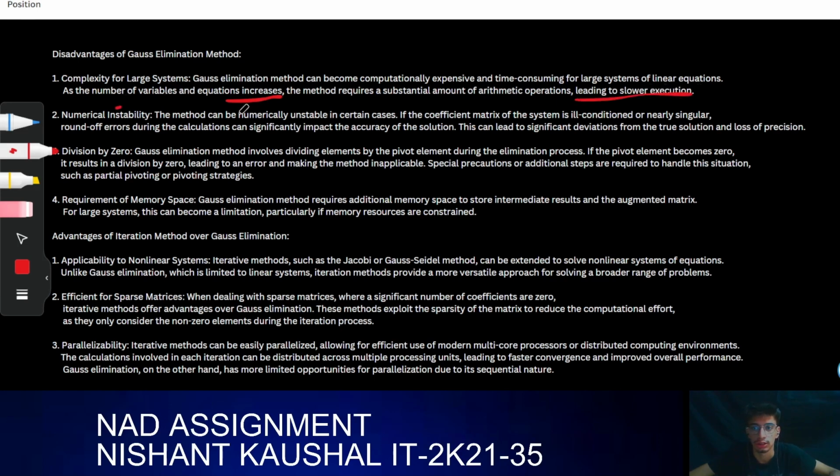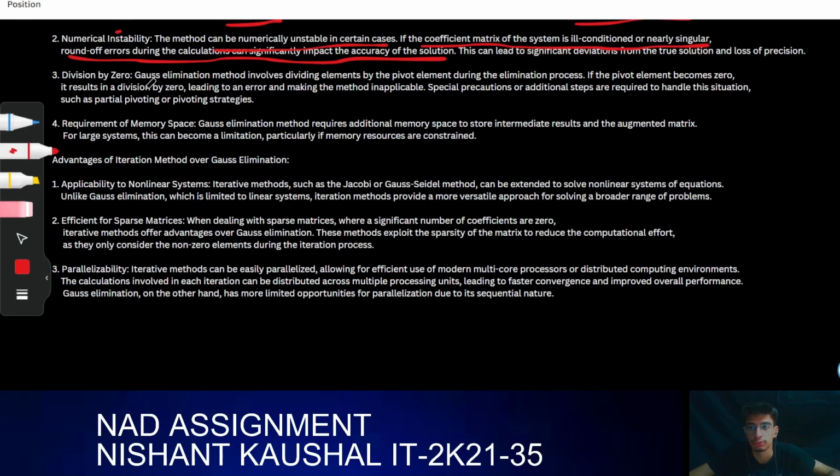Numerical instability. The method can be numerically unstable in certain cases if the coefficient matrix is ill-conditioned or nearly singular. Round-off errors during the calculation can significantly impact the accuracy of the solution. Division by zero. Gauss elimination method involves dividing the elements by the pivot element during the elimination process. If the pivot element becomes zero, it results in a division by zero, leading to an error. Requirement of memory space. Gauss elimination method requires additional memory space because it carries the augmented matrix.